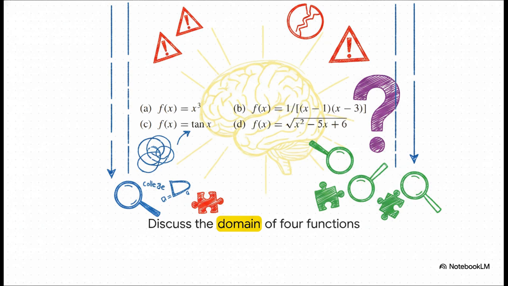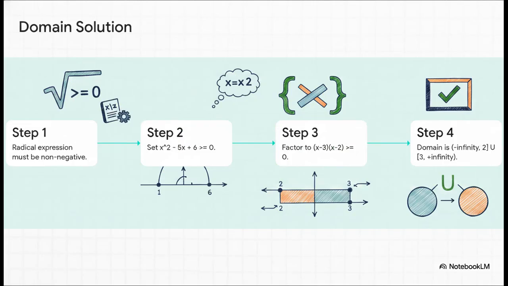Function B is a rational fraction, meaning we gotta watch out for division by 0. Function C is tangent x, which has all those hidden asymptotes. And function D is a complex quadratic hiding inside a square root. F of x equals the square root of x squared minus 5x plus 6. Let's really break that last one down. Here is exactly how you methodically execute the solution.